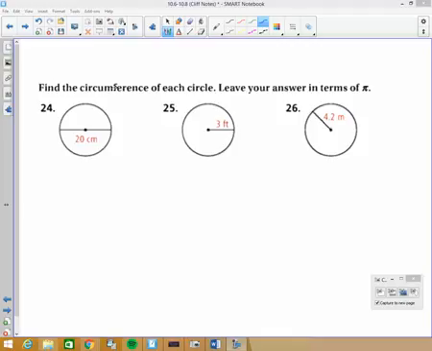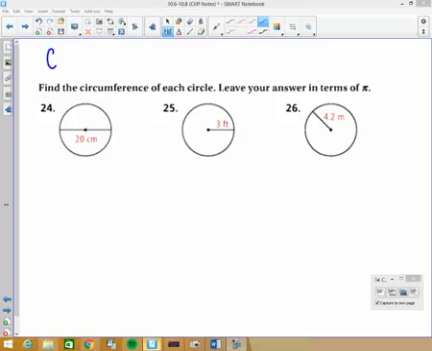Now we're going to find circumference and arc length. If we remember that circumference is sort of like perimeter only for a circle, and it's the distance around. So it's a linear measurement. We will not have squared units. We'll have linear units. And we'll use the circumference formula.